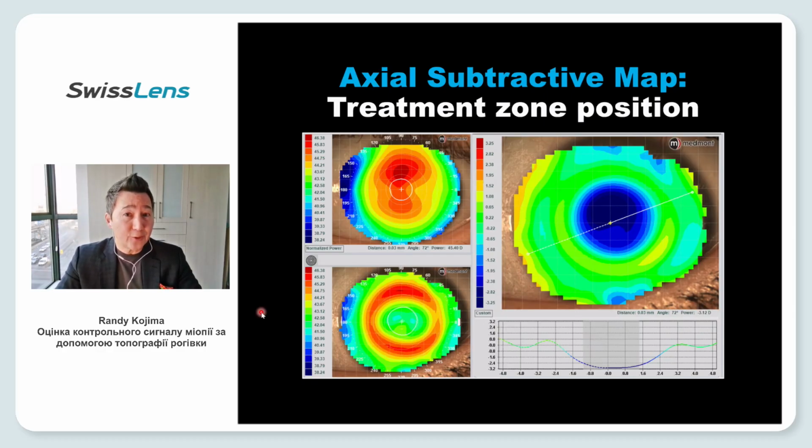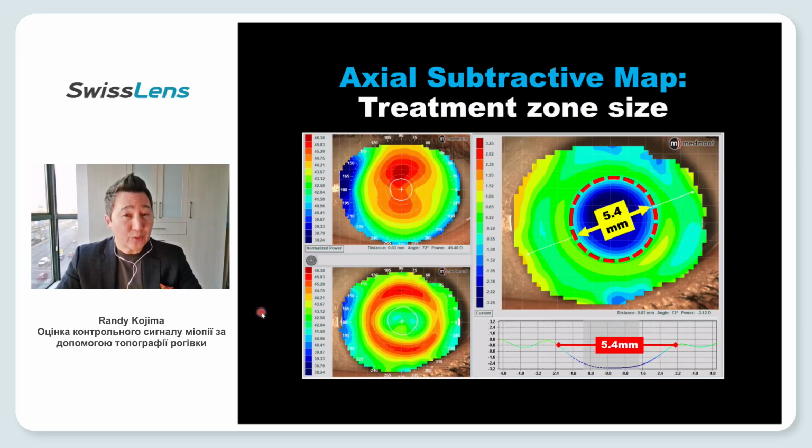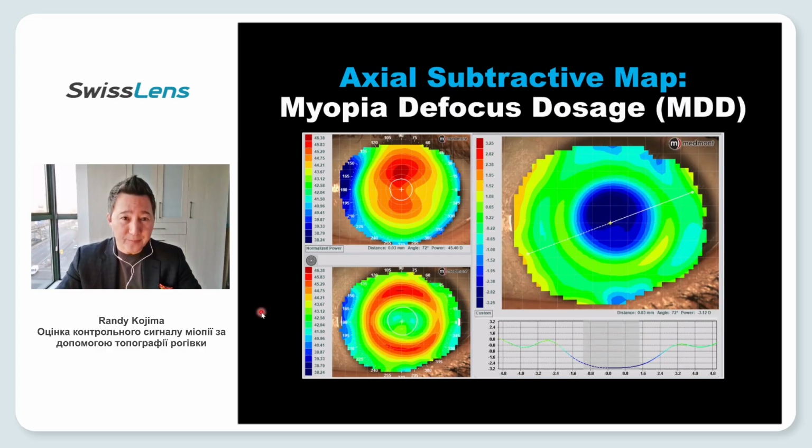It's effective at determining the treatment zone position, a little more accurate than the tangential map would be. So we know the treatment zone position relative to the pupil, relative to the visual axis. We know the treatment zone size relative to the effect that we're creating. So another very important piece, all related to the axial subtractive map.